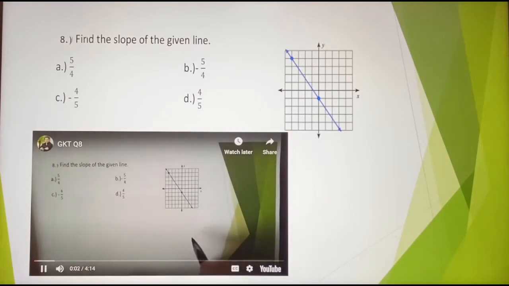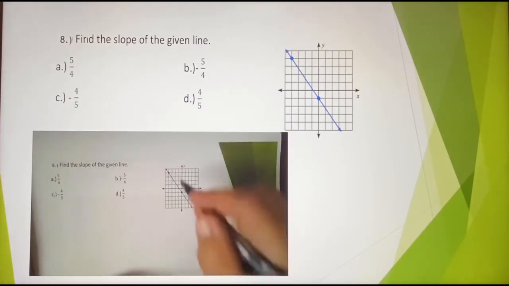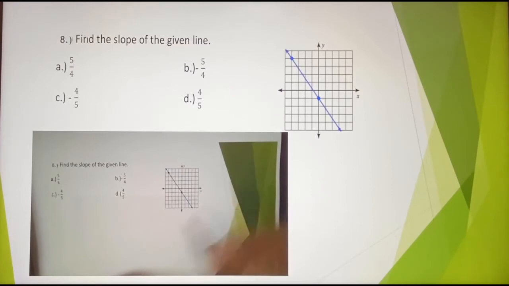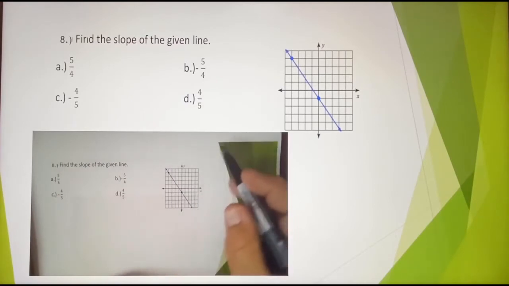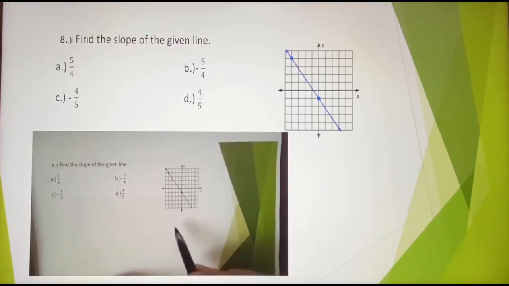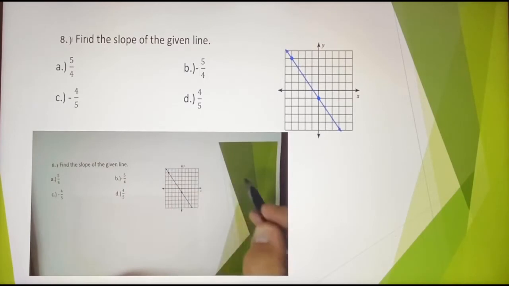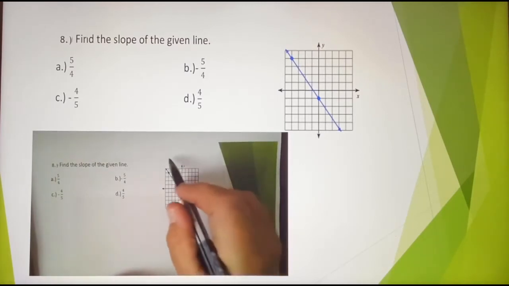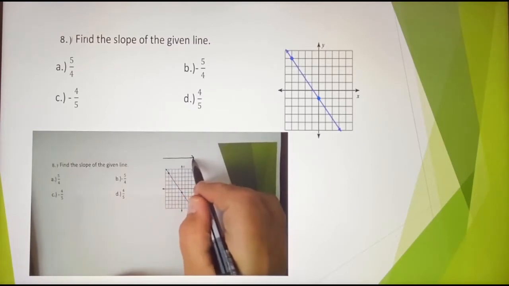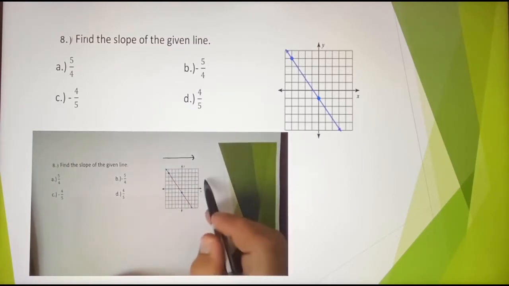In this problem, you're asked to find the slope of a given line. In this case, it's this blue line here on the grid. Slope is talking about how quickly a line is going up or going down as it's going through the graph. The best way to do this is always read the graph left to right.